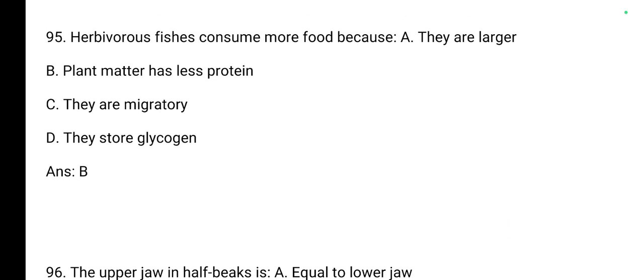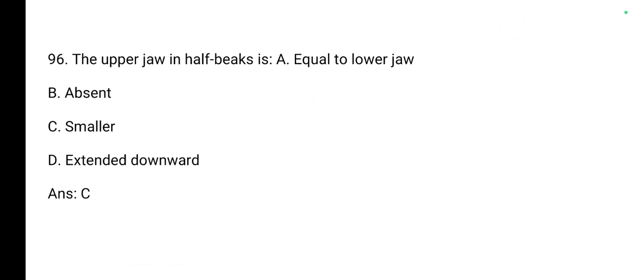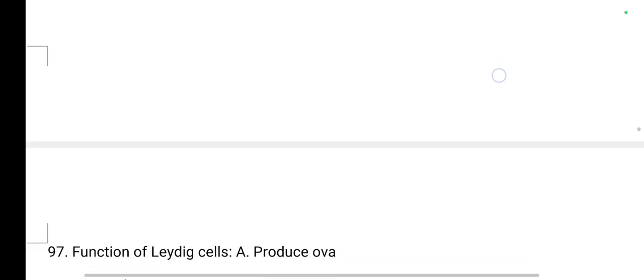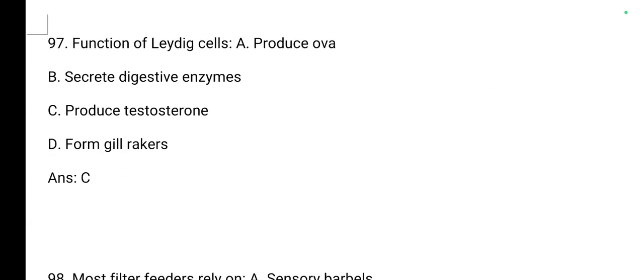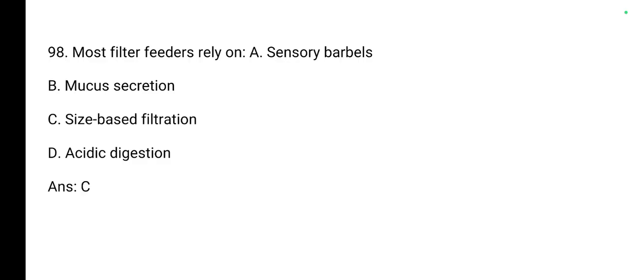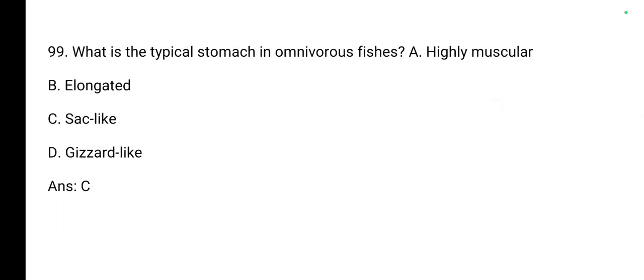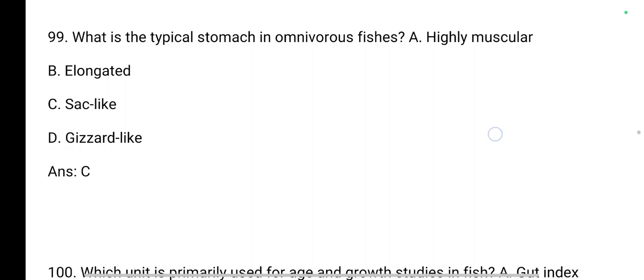Herbivorous fishes consume more food because plant matter has less protein. Upper jaw in half beak is, so it is smaller. Function of Leydig cell produce testosterone. Most filter feeders rely on size based filtration. What is the typical stomach in omnivorous fishes? So it is sac like.